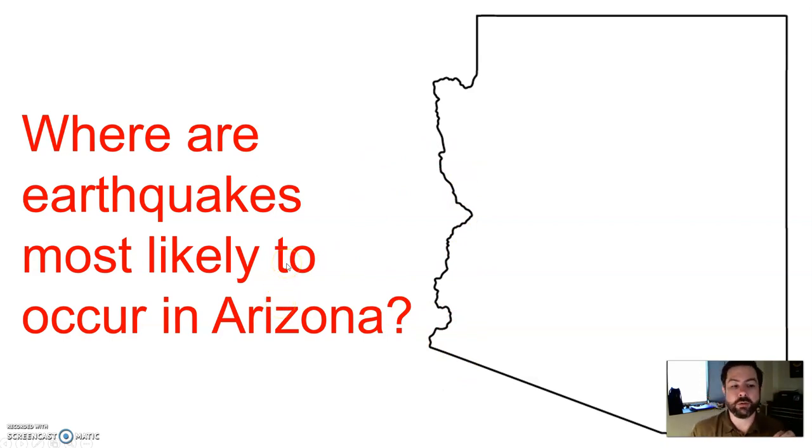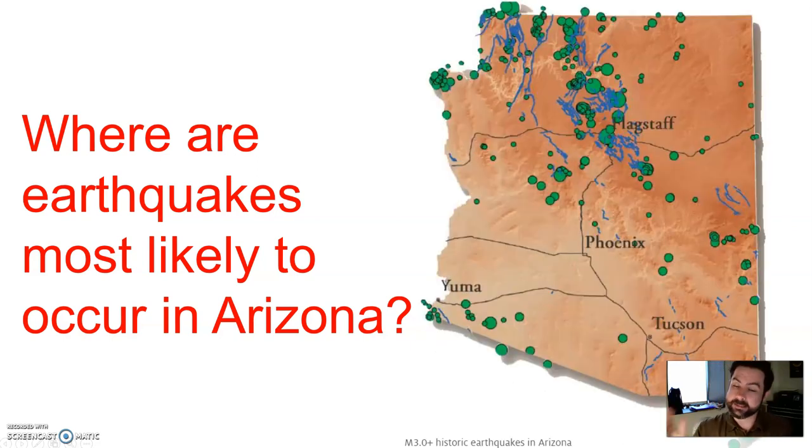The question is, where are earthquakes most likely to occur in Arizona? So under what area of Arizona do you think would have the most seismic activity, in which the focus of an earthquake could occur? Where in Arizona might that be? Well, let's take a look. The answer is the northern Arizona Flagstaff area.